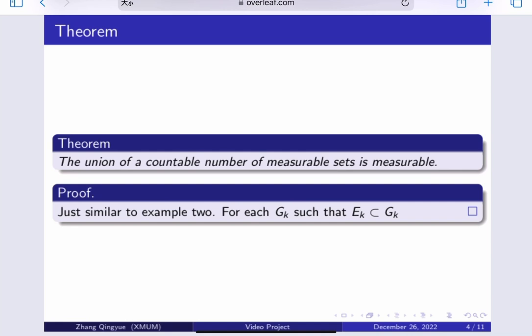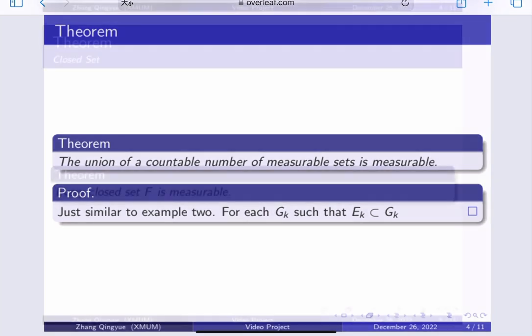The proof is similar to example 2. For each Ek, we find a Gk such that Ek belongs to Gk, and here we take epsilon times 2 to the power minus k to take the place of epsilon, then we will get the proof easily.